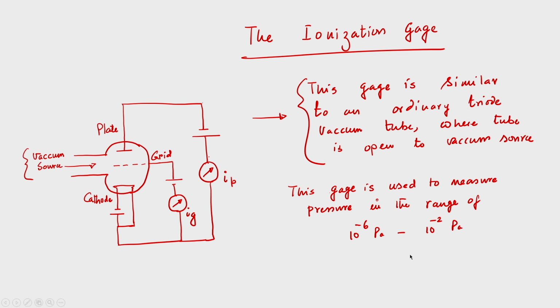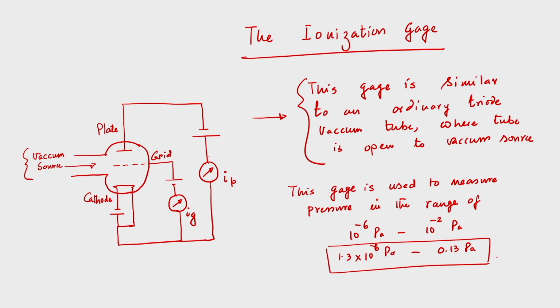So, that is the typical range of pressure which we can measure, and in particular we can say 1.3 into 10 power minus 6 Pascal to 0.13 Pascal. So, this is the range of pressure, and if you would like to measure any pressure within this range, we can use this ionization gauge, and we can expect that we will get the correct results. And of course, we have to rely on the empirical relationship.